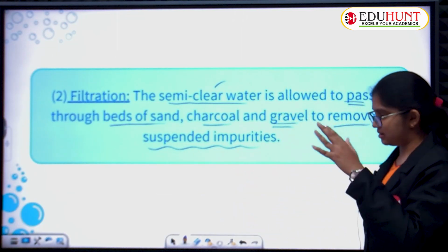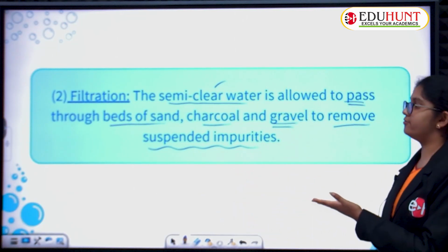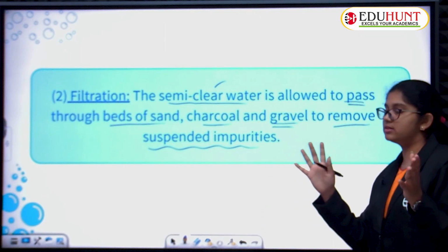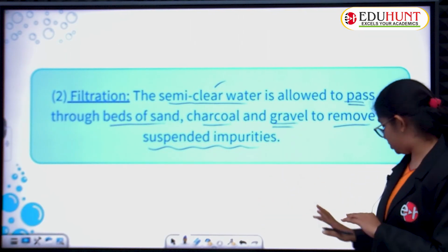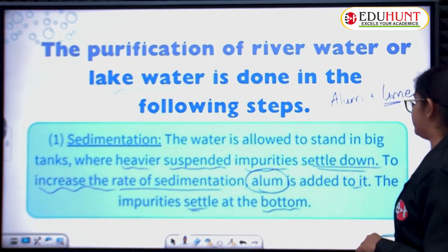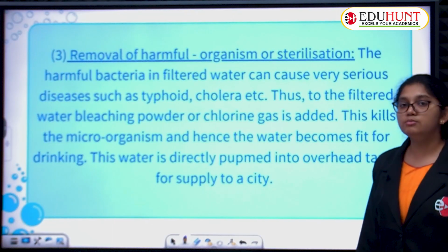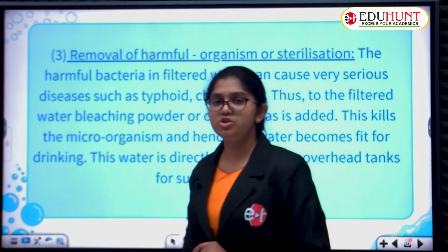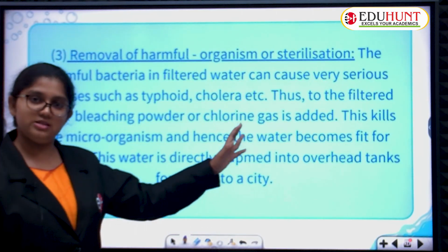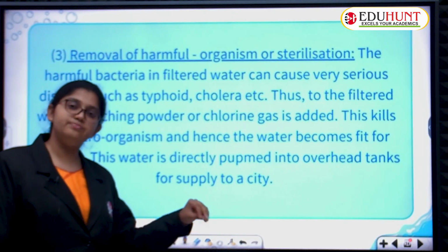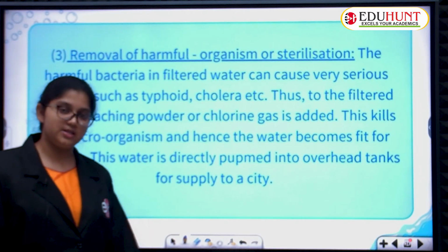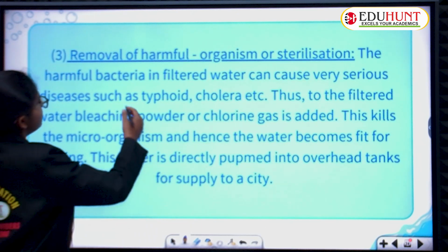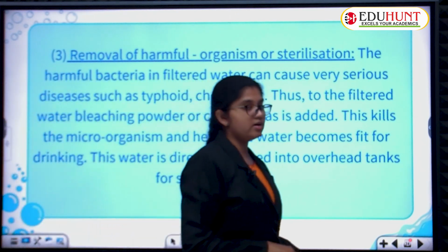There are some 5 steps, children, but they just gave us finally 3 steps. What's the first one? Sedimentation. The second one is filtration, and the third one is removal of harmful organisms, or sterilization. Children, you know chlorination, no? In this last tank, you are going to add some chlorine to kill bacteria and germs. That's all about removal of harmful organisms or sterilization.